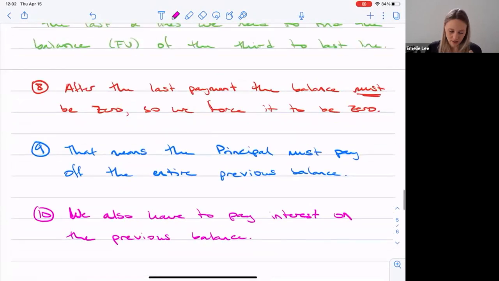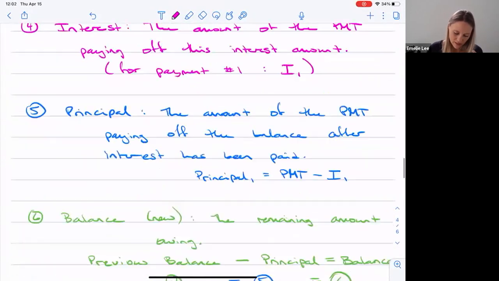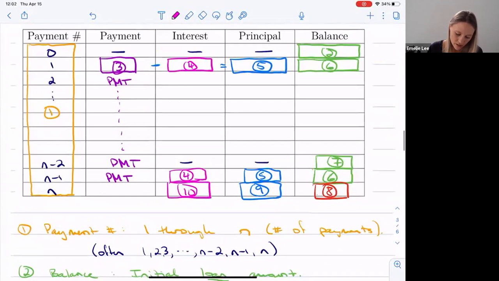Where does that leave us? Well, it means that if I have to pay interest and I have to pay off the previous balance, my last payment can be slightly different. It can be a little bit more than the PMT amount or a little bit less sometimes. It should be close, but slightly different.